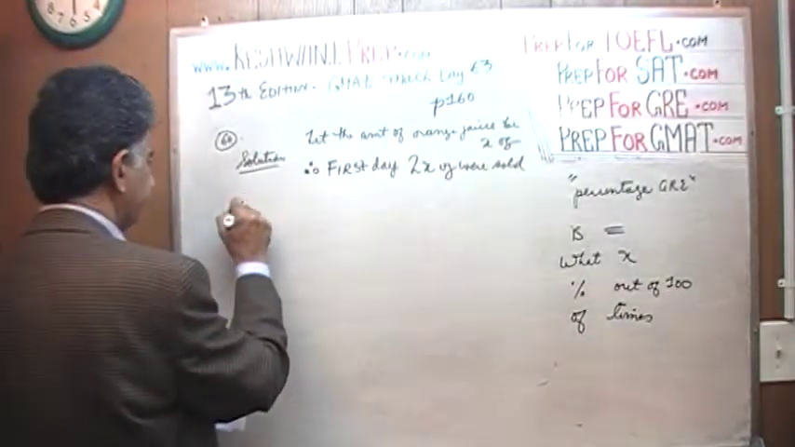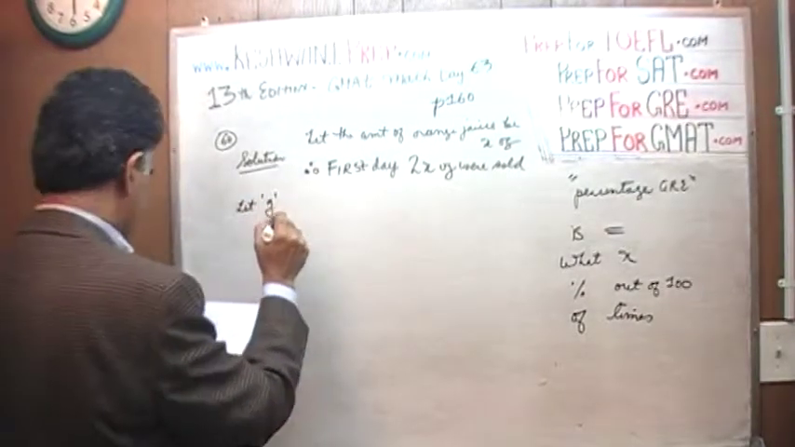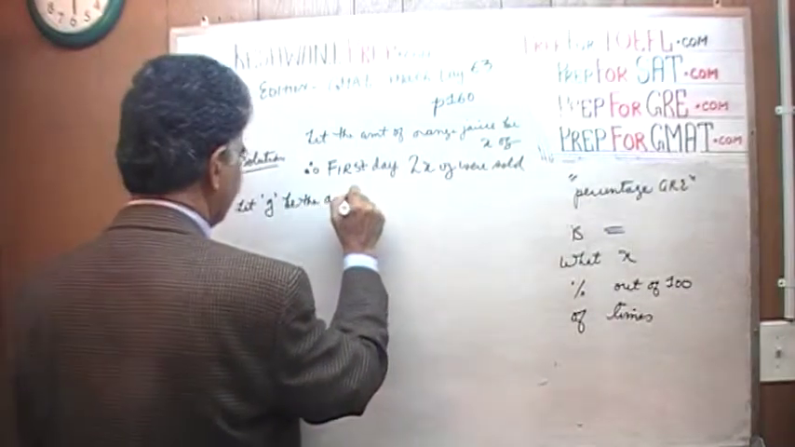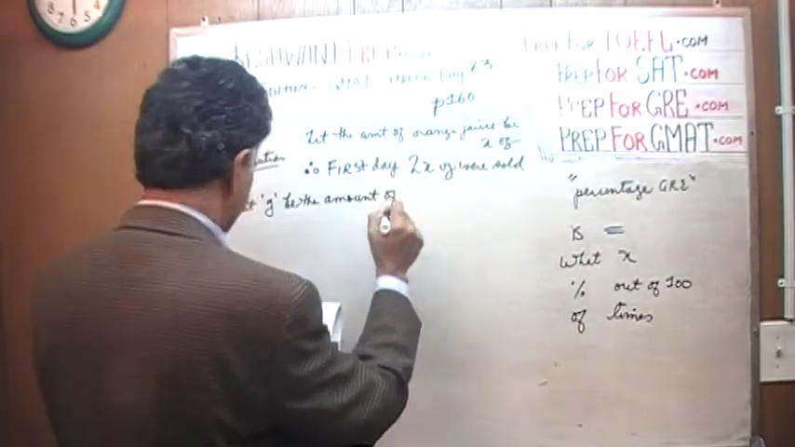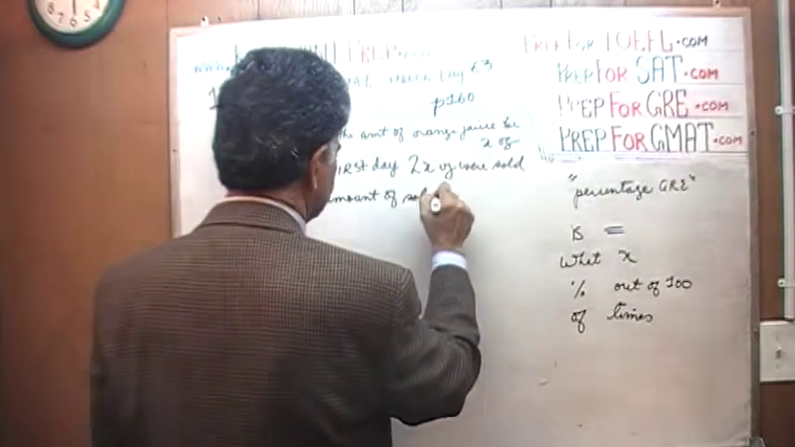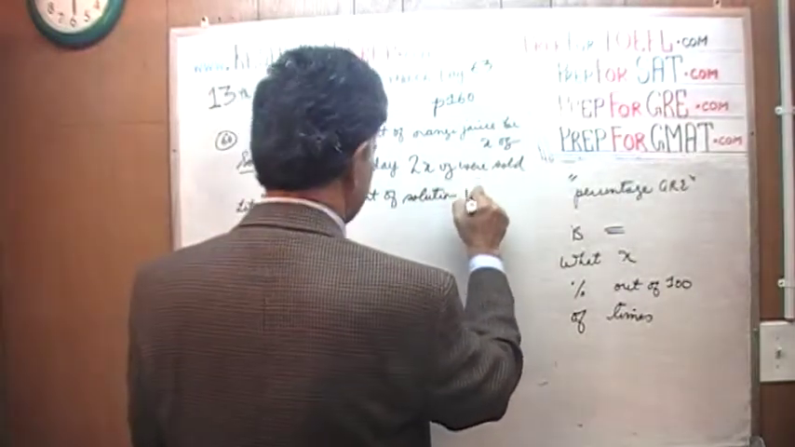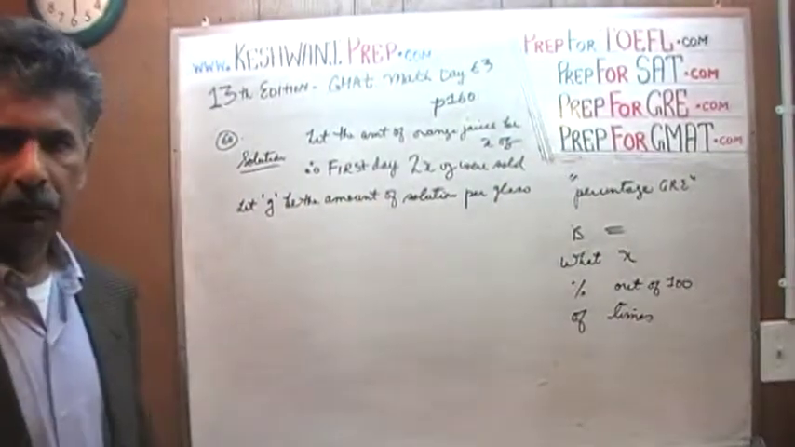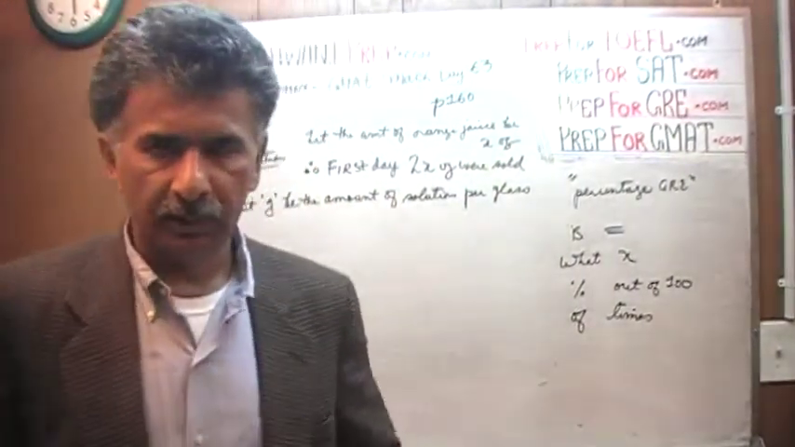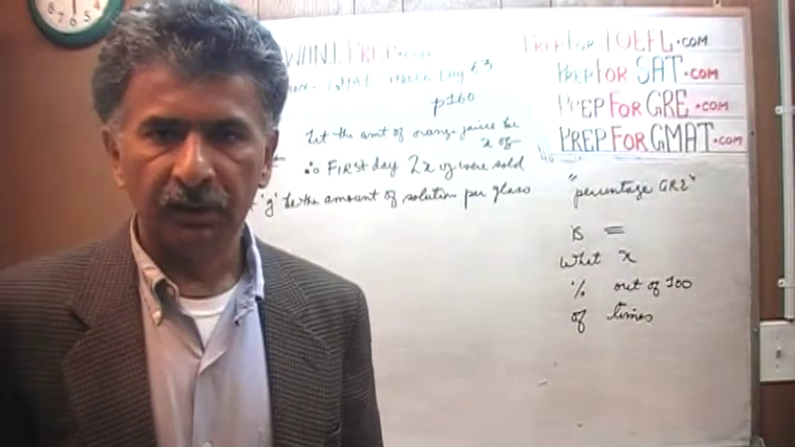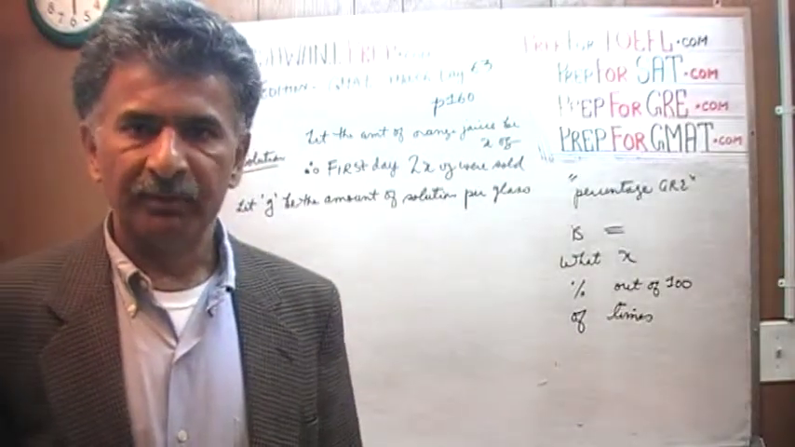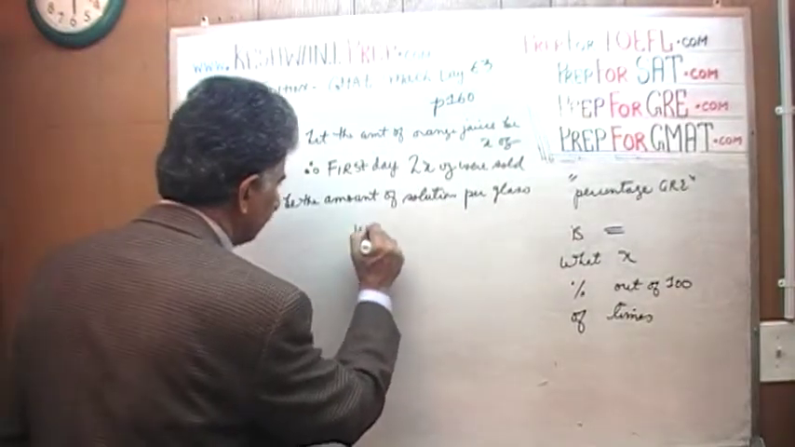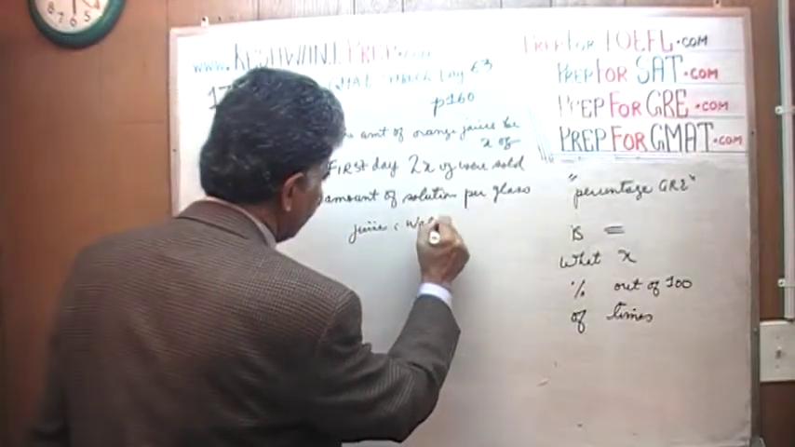Let G be the amount of solution per glass. So however much it contains in a glass, I'm calling it G. It may be 4 ounces, the size of the glass may be 10 ounces, whatever it is. For example, here's your juice, here's your water.